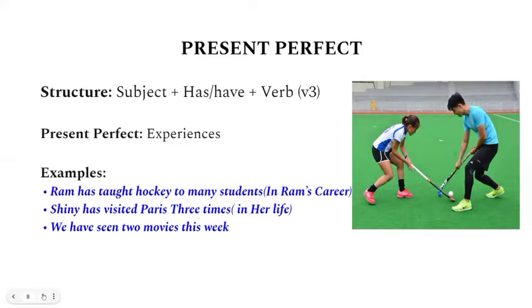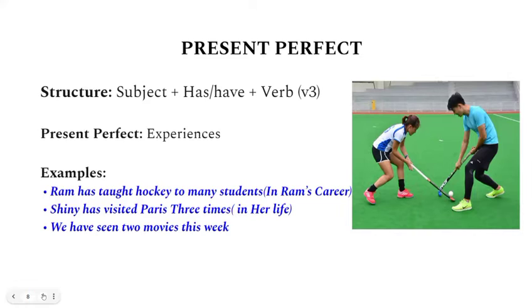Then we have, we have seen 2 movies this week. In the third example, the time period is this week. Today is Friday. This week is not yet finished. We may see another 2 movies before the end of this week. So in the above examples, the time period is continuing or ongoing: Ram's career, Shiny's life, and this week.